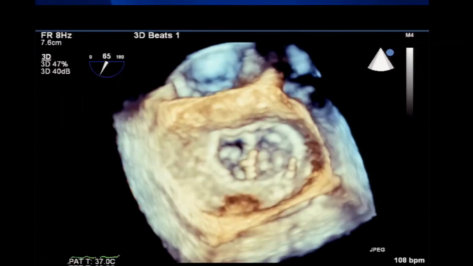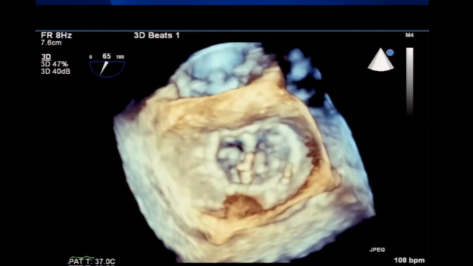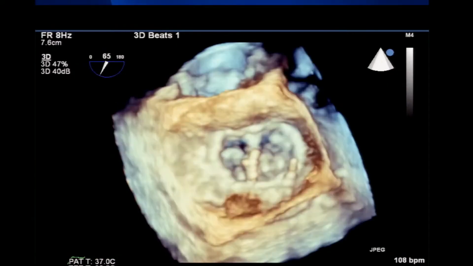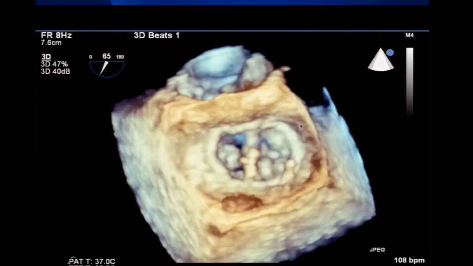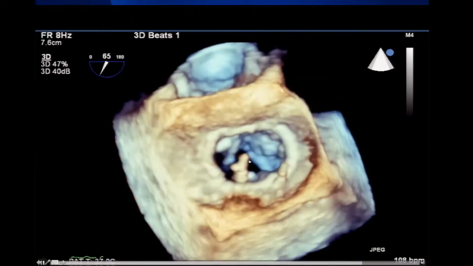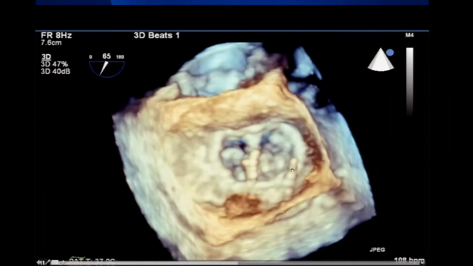So this is from our lab. This is somebody who's had mitral valve repair, and they have a complete surgical ring. And you've got this thing here, and another one over here. So the question is, is this endocarditis?